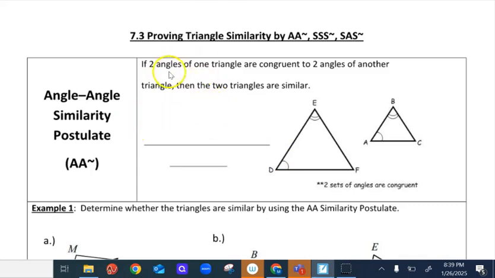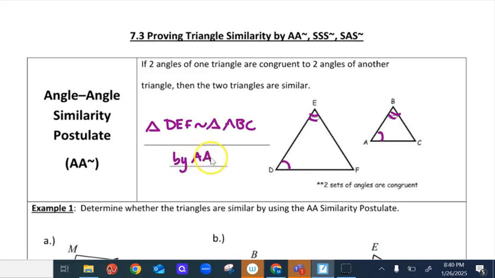In this case, if two angles of one triangle are congruent with two angles of another triangle, then you can say these two triangles are similar by the angle similarity postulate. So let's say triangle DEF is similar to triangle ABC because they gave two congruent angles.